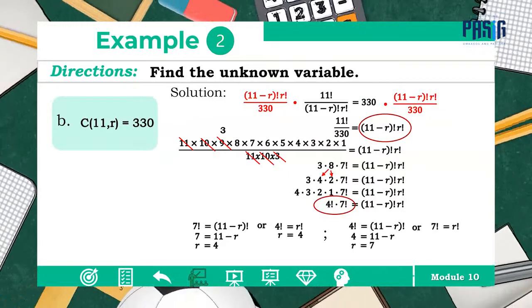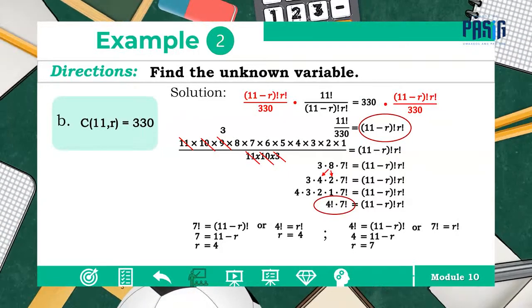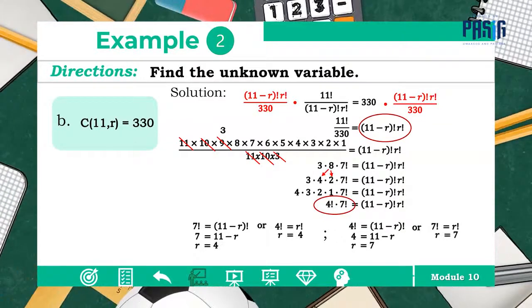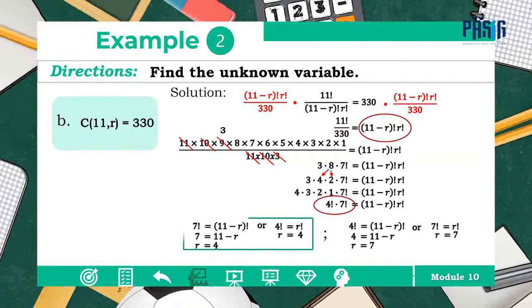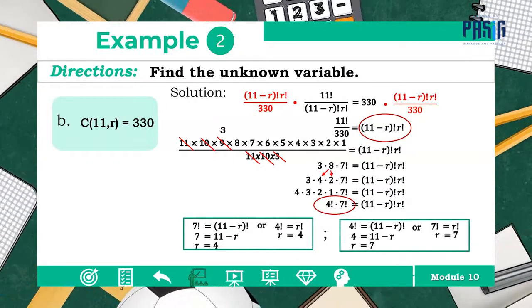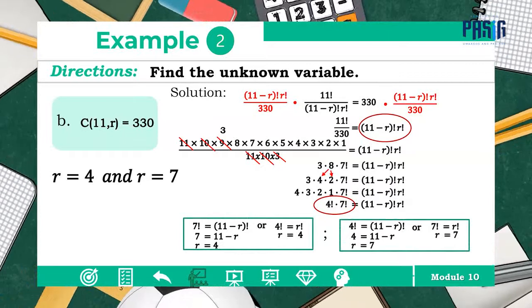Or, 7 factorial equals r factorial, and r is equal to 7. Notice that there are two values of r that will satisfy the given equation, and those are 4 and 7.